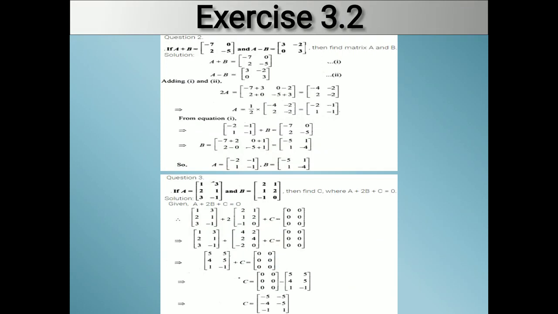Now comes exercise 3.2. Normal addition I have already informed you, and subtraction of matrices I have just explained in the first video. So we will discuss questions based on that video or what we studied earlier. Okay, suppose matrix A has these elements and B has these elements. Now A plus B, after addition the resultant will be this. For those who have not understood the addition, I will explain it.